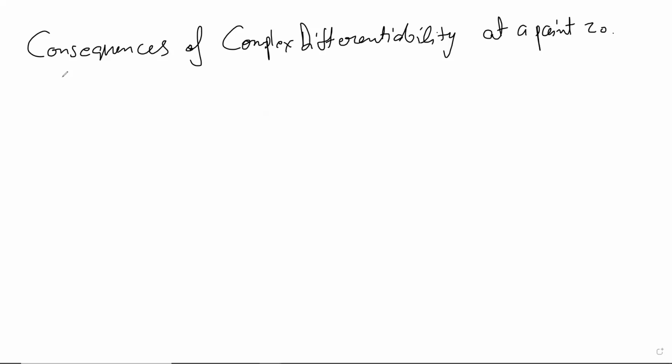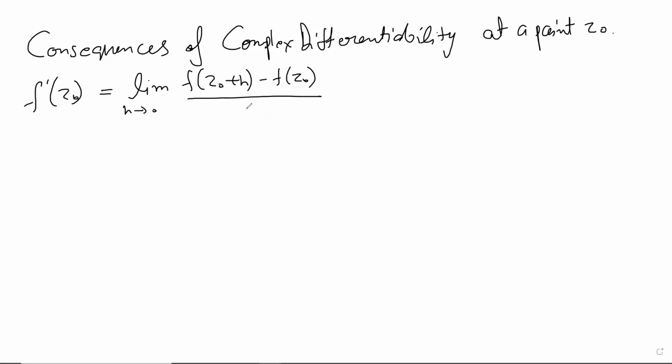And the goal is, as I said, to get sufficient conditions that are easy to check and intuitively sensible, for a function to be complex differentiable at a point and, later, in a neighborhood also. So what are the consequences? Let's just write the definition. So this means that f dash z naught is equal to the limit as h tends to 0 of f of z naught plus h minus f of z naught, divided by h. That's what this means.